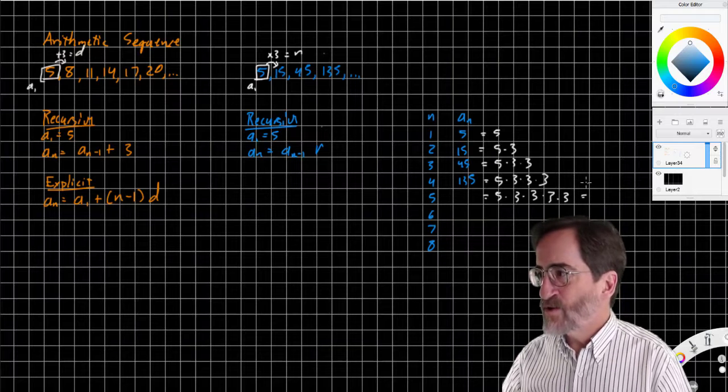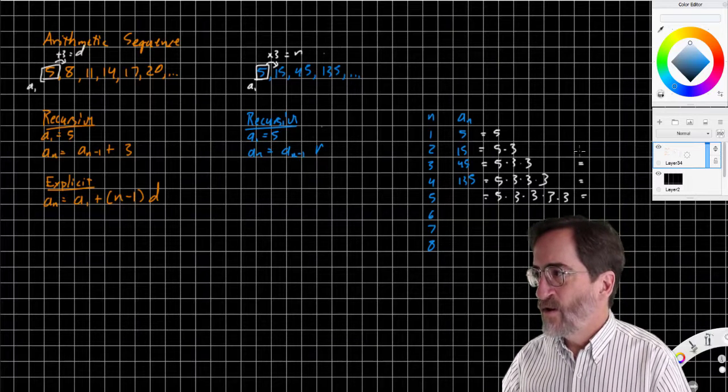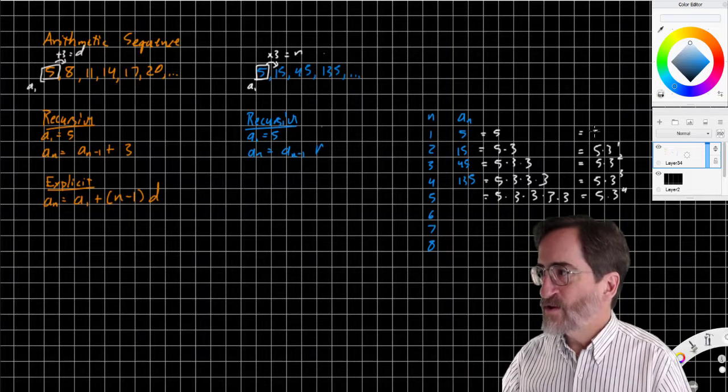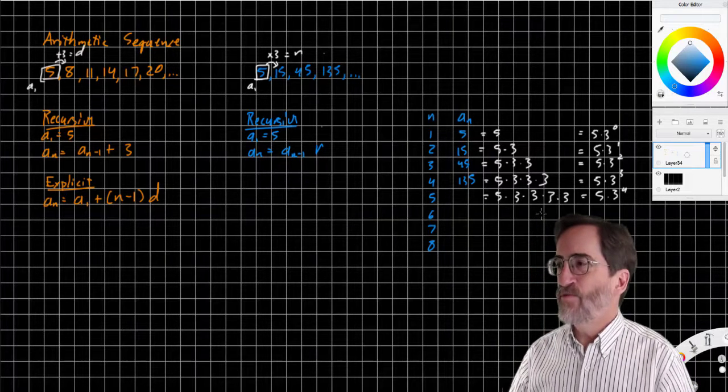Now let's rewrite this with exponents. This is 5 times 3 to the 4th. This is 5 times 3 to the 3rd. This is 5 times 3 to the 2nd. This is 5 times 3 to the 1. And this is 5 times 3 to the 0.